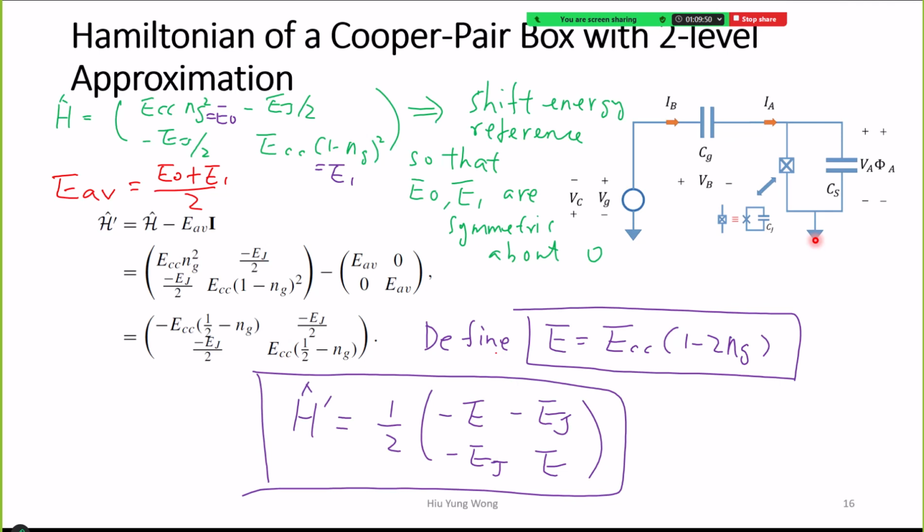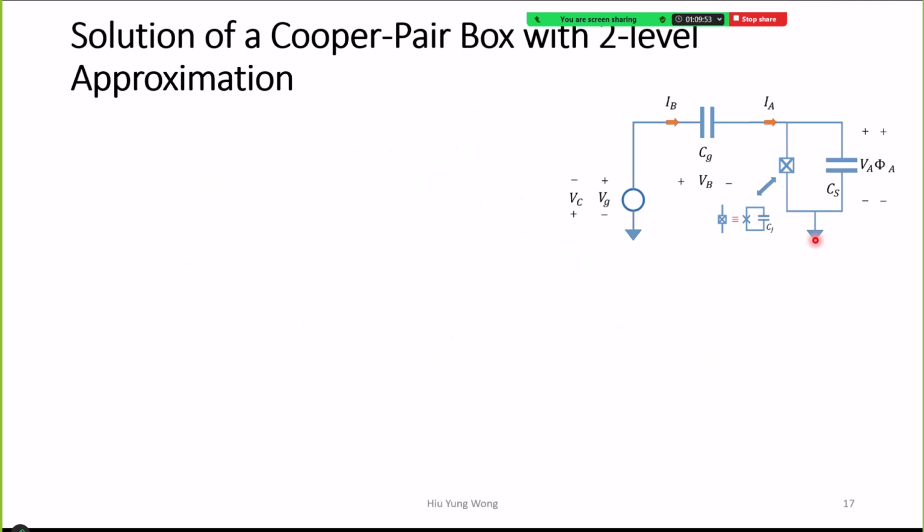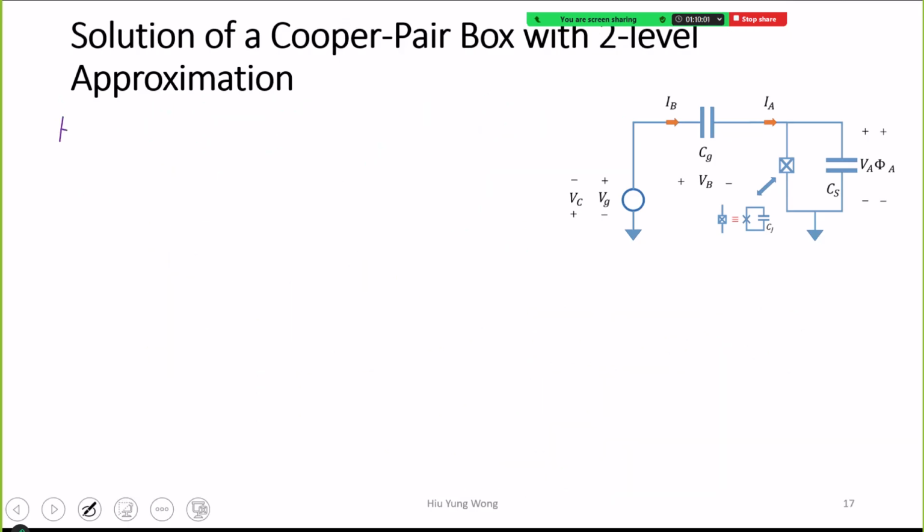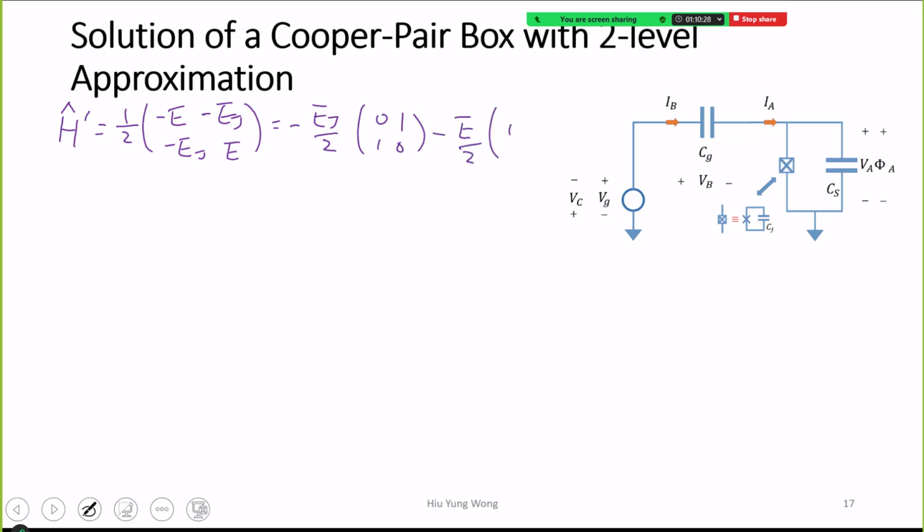If no, then we can look into this equation. Right? This is very beautiful now. Why? Let's look at this equation in this way. H dash hat, right, equal to half of negative E, negative EJ, negative EJ, and then E. I can decompose this into a linear combination of the Pauli matrices, right? And you can see that right away by just inspection. This equal to this minus this. Do you agree?